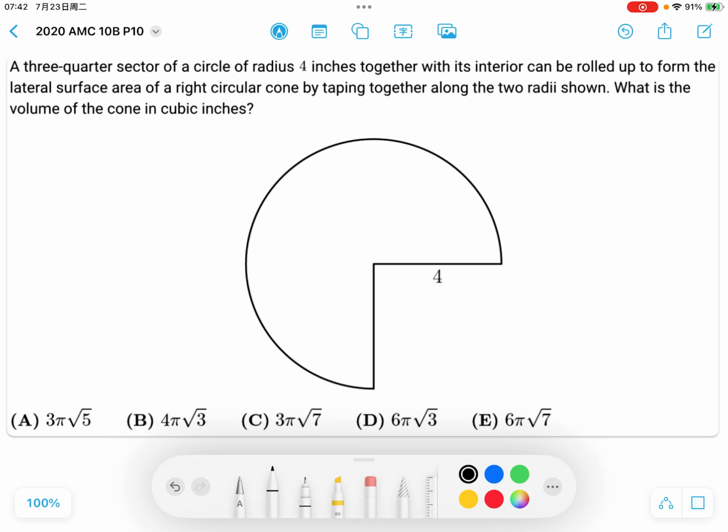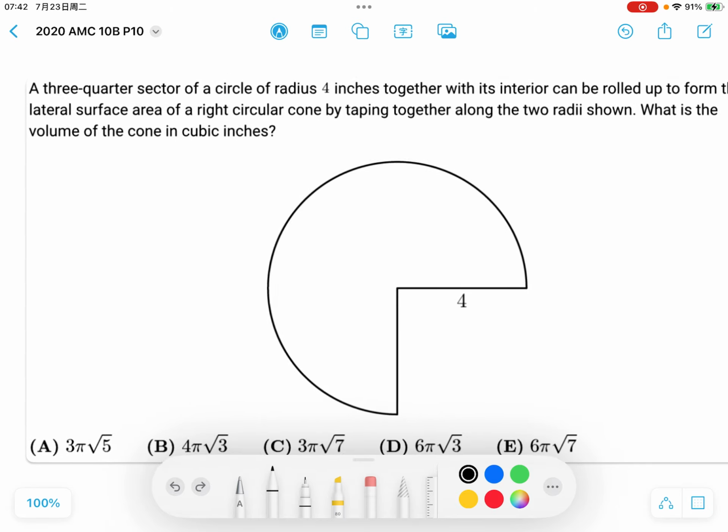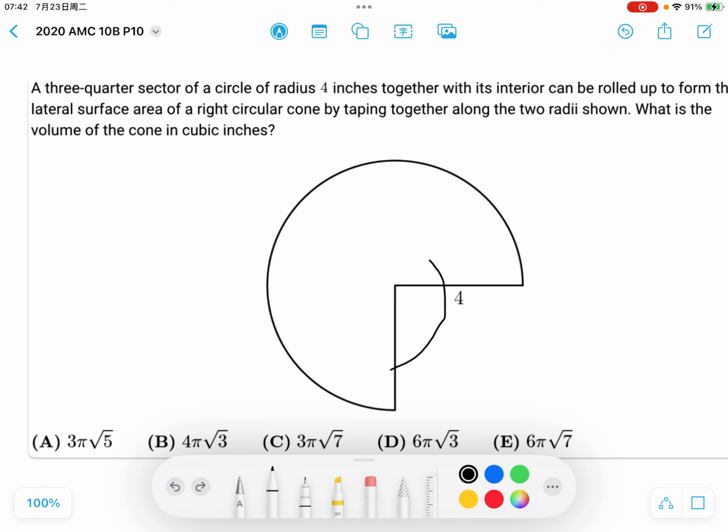So firstly, let's try to visualize this problem, since if you don't visualize it, it's kind of hard to imagine in your brain. It says, by taping together along the two radii shown. These are the two radii. So if you tape this together, you'll form a cone. So let me just draw that cone. It will be something like that, and there's a circle underneath.